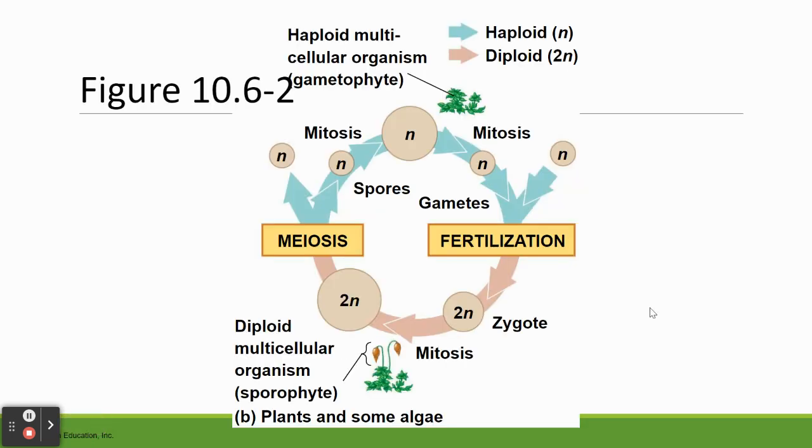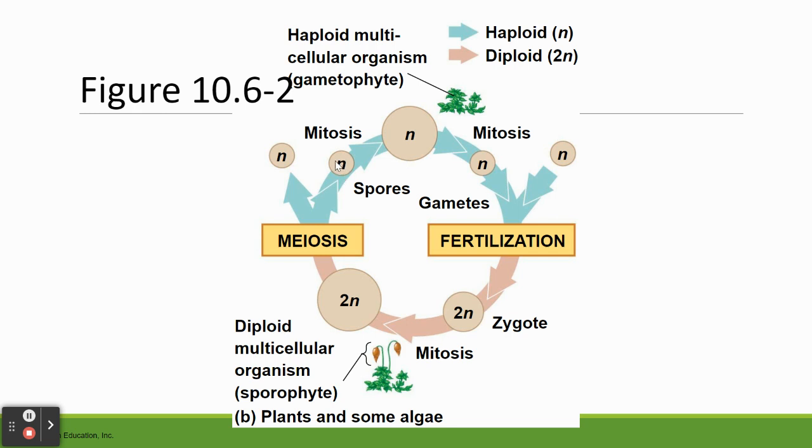Okay, so here's a picture. It's a little more complicated because we're talking about spores now. Okay, so if we start with a diploid multicellular organism, here's a plant. That's the sporophyte. Some plants and algae are this way. They start out as diploid. Through meiosis, they generate spores. The spores are now N, meaning haploid. They only contain one chromosome.